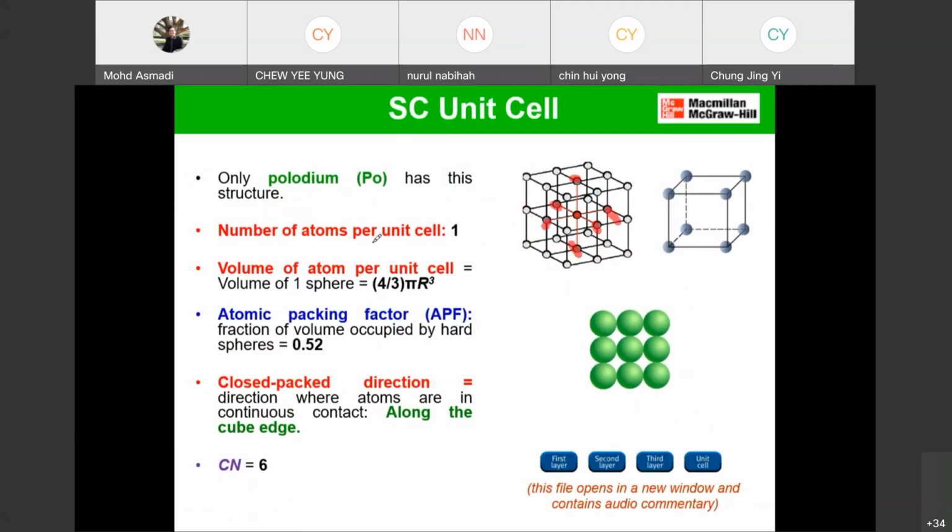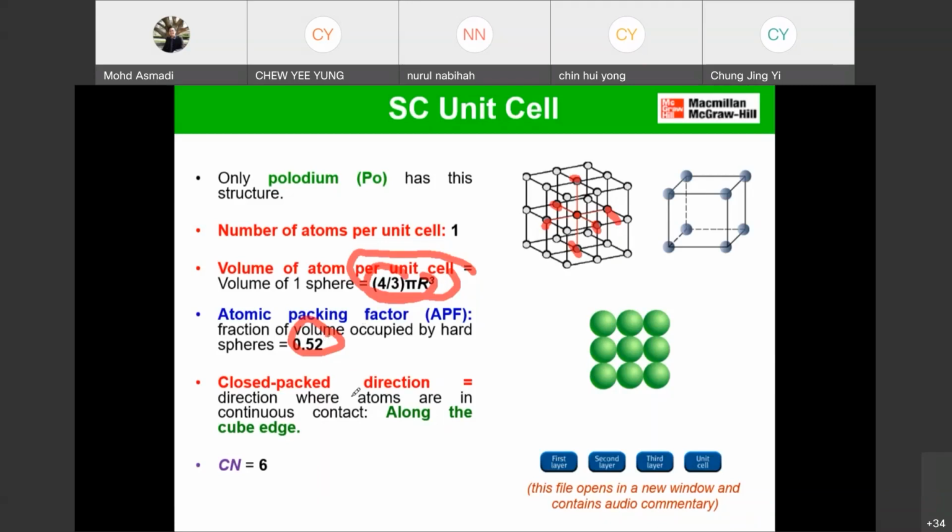Volume per atom: 4 divided by 3 pi r to the power of 3. This is how we calculate the atomic packing factor later. We use this volume of atoms per unit cell divided by the volume of the unit cell. So the atomic packing factor is 0.52, meaning 52% is the fraction of the volume occupied by matter. Only 52%, and the rest is void, or empty space.